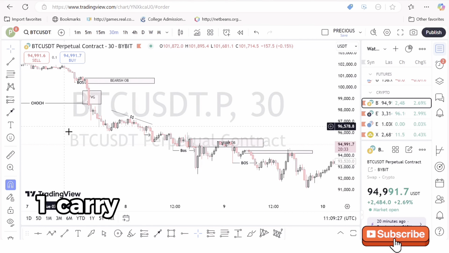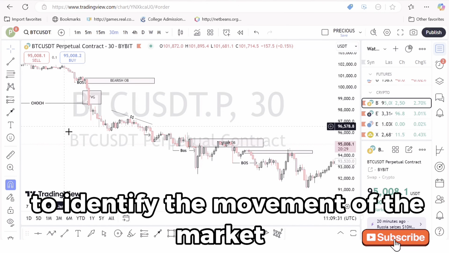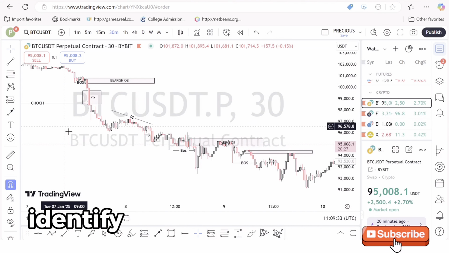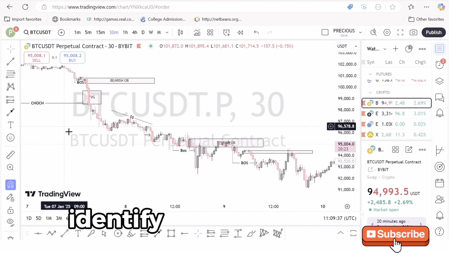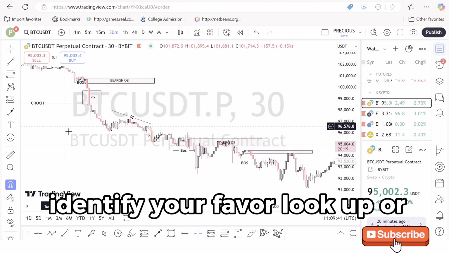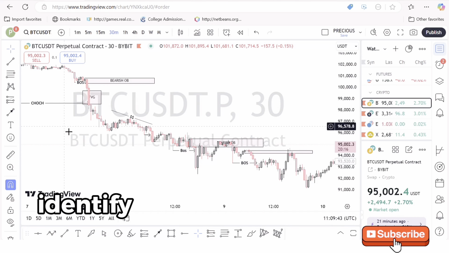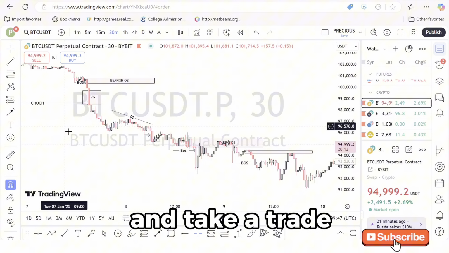One, carry out multiple time frame analysis to identify the movement of the market. 2, identify your break of structure. 3, identify your order block. 4, identify your fair value gap or your imbalance. 5, identify your liquidity. And take your position tool and take a trade.